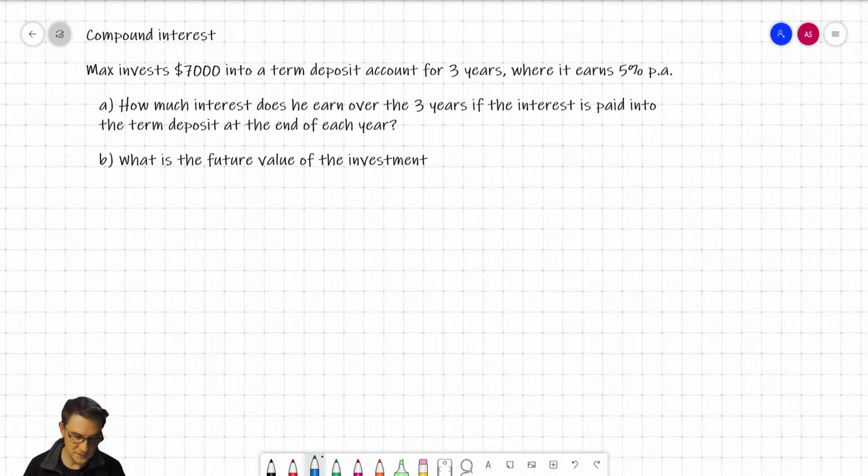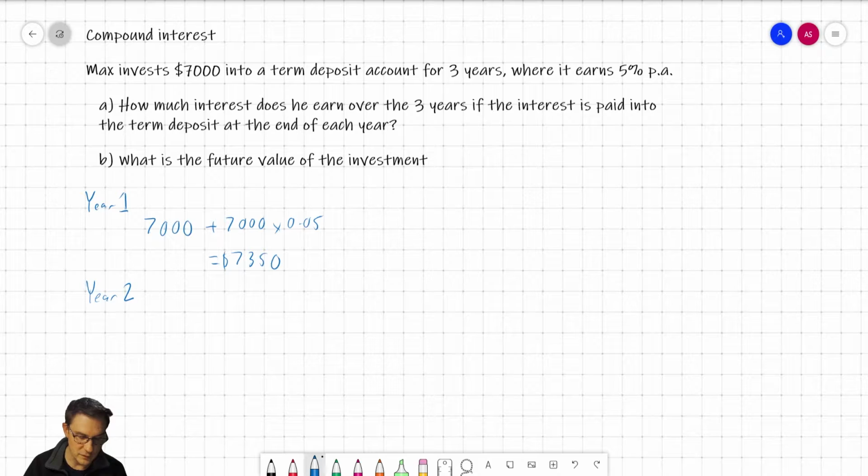Okay, now first thing here is we need to be able to work it out for each year. So let's begin with year one. So as we calculate this here, this is going to be $7,000 plus $7,000 times 0.05. And as we calculate this, we get $7,350.